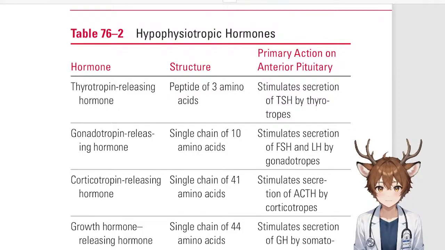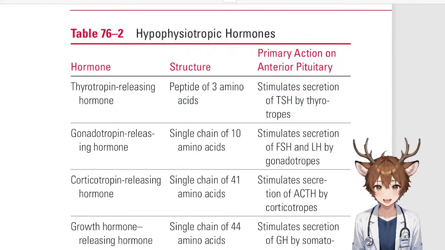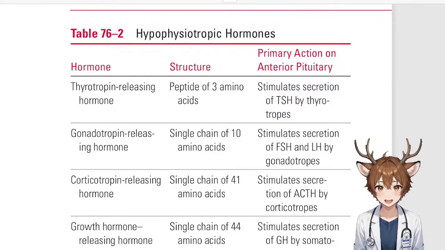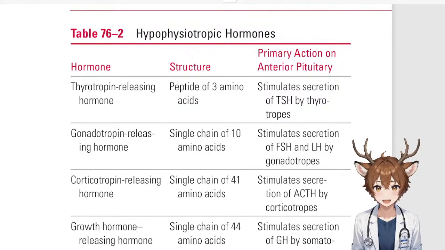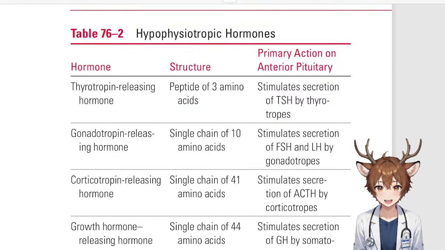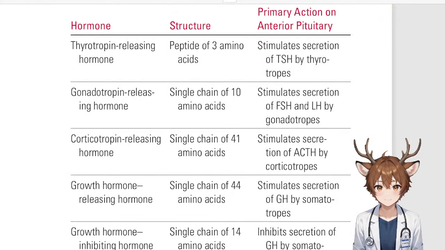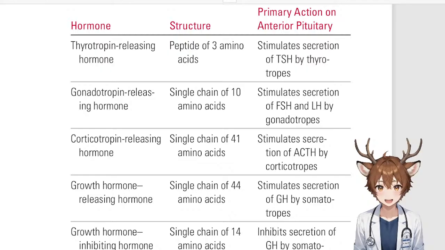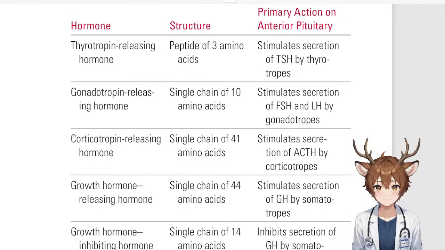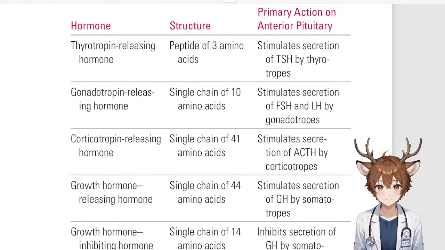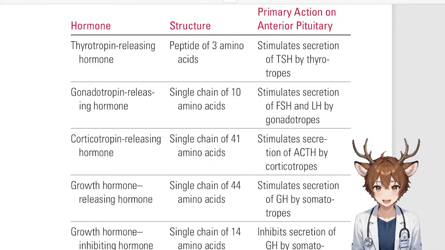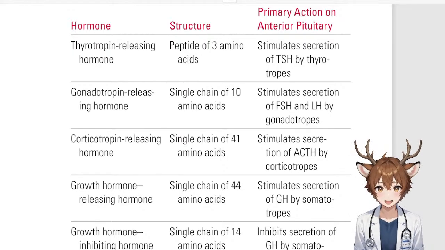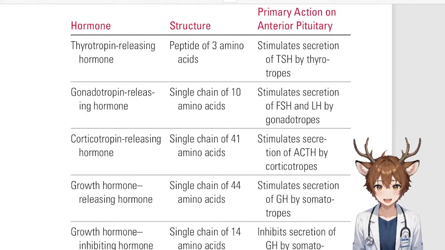Secretion. Gonadotropin-releasing hormone does 2 different things. It says single chain of 10 amino acids, and it stimulates the secretion of FSH and LH by the gonadotropes. Corticotropin-releasing hormone. And I just want to say again, thyrotropin-releasing hormone, TRH. Gonadotropin-releasing hormone, GnRH. Like a G, capital G, little n, RH. Corticotropin-releasing hormone, CRH. Now, growth hormone-releasing hormone, GHRH.